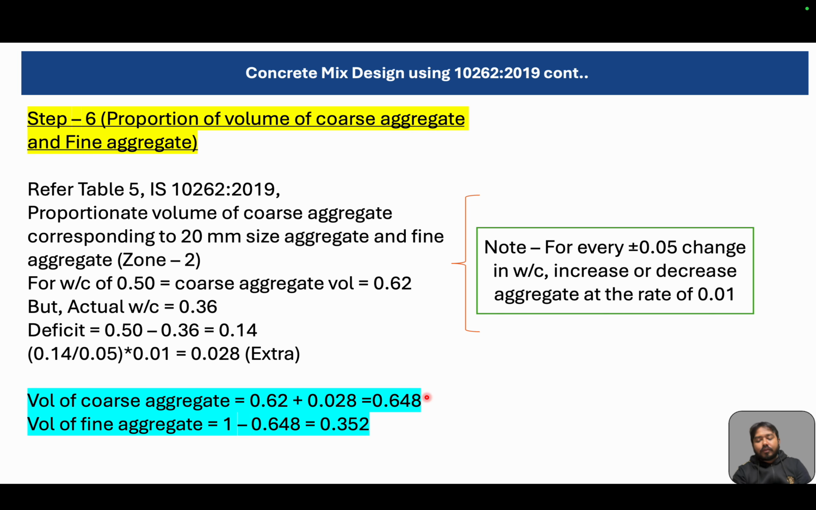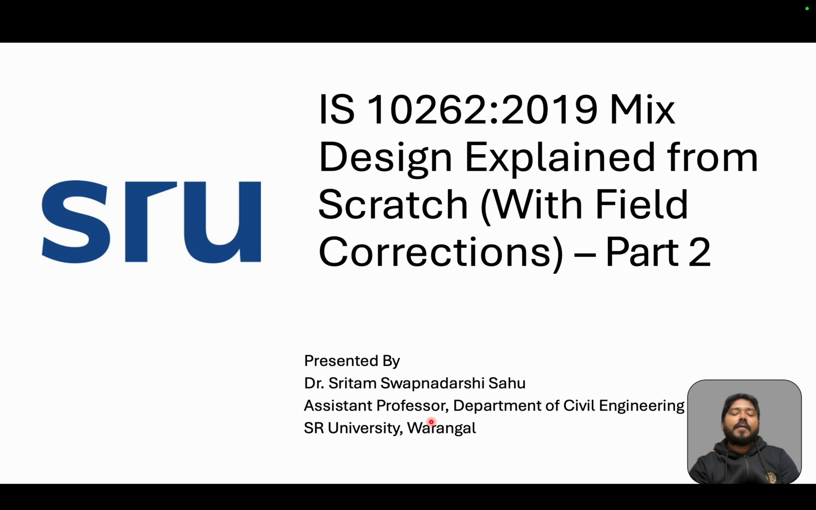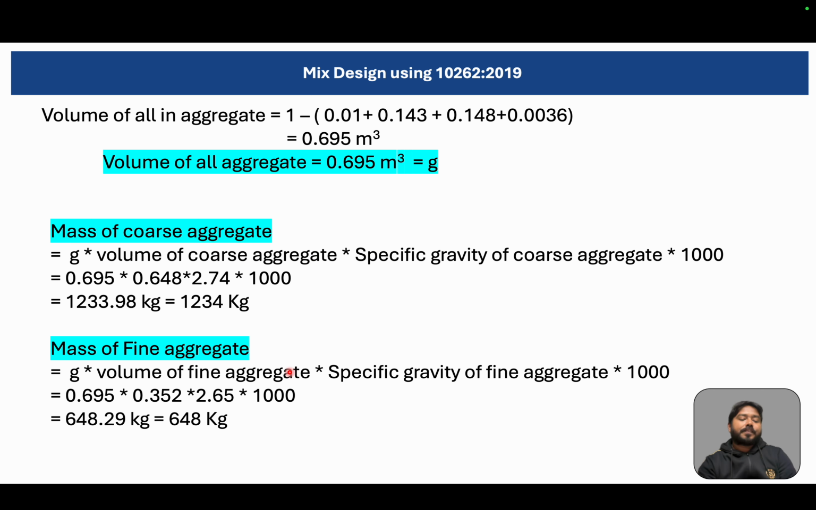These two data you have to consider when calculating the mass of your coarse aggregate as well as fine aggregate. The G value is already given, 0.695, which is the volume of all aggregate, into the volume of coarse aggregate. As I said, in step 5 at the end, I calculated the volume of coarse aggregate and fine aggregate.